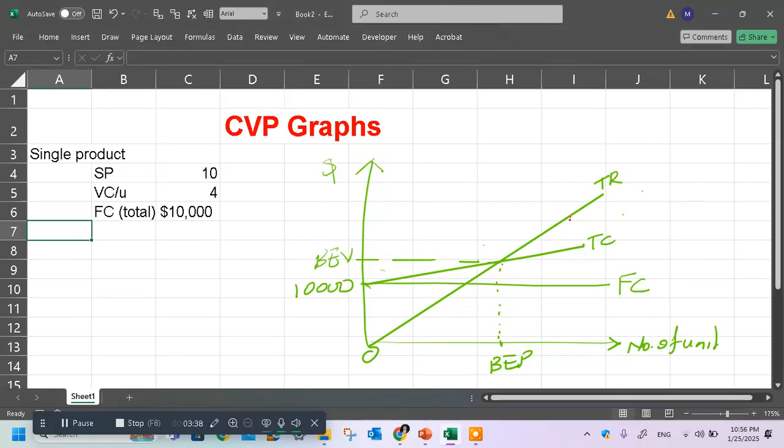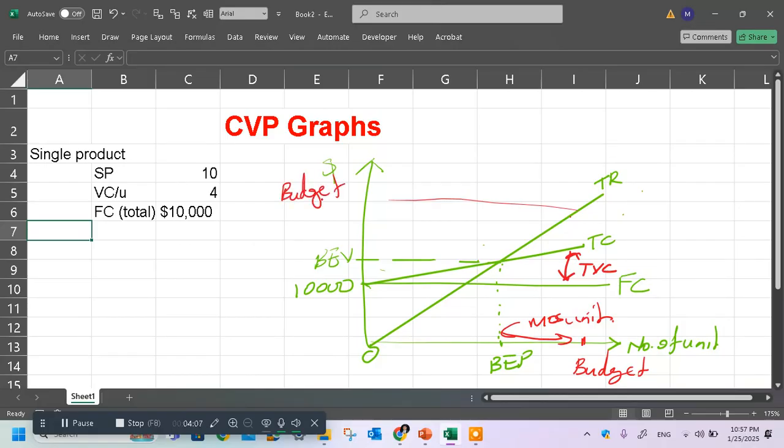Right, this gap between total cost and fixed cost, what is this? That will be total variable cost. Why? With fixed cost, when you add variable cost, that is what is total cost. And if budgeted volume is marked here, budget, then this gap will be margin of safety units. Similarly, if you mark budgeted revenue here, then this gap will be margin of safety revenue. Isn't it? Budget minus break-even value. So these points can be tested.